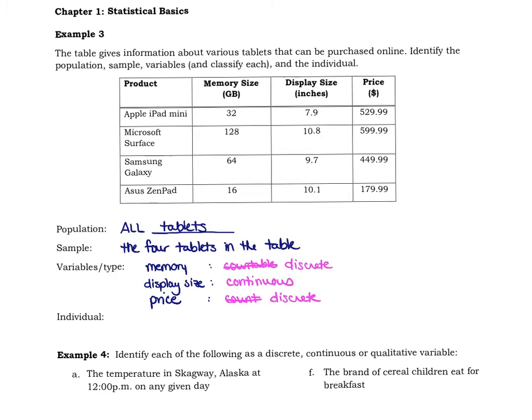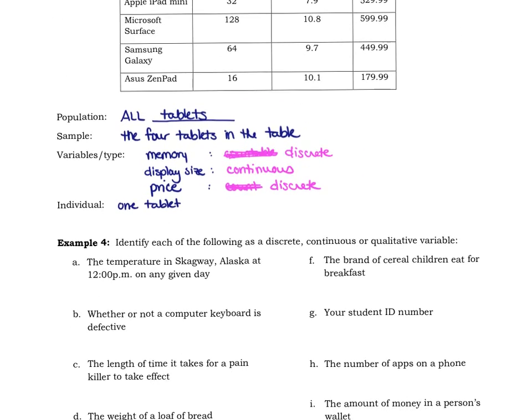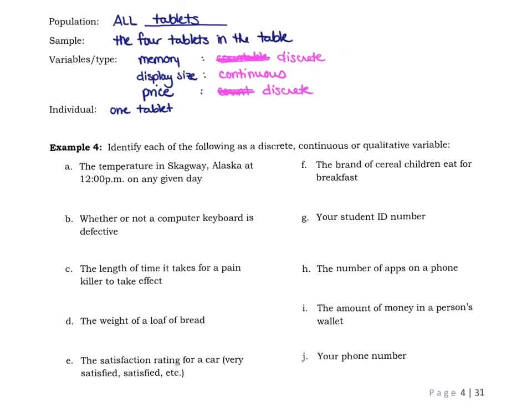Discrete. All right, and then last but not least, does it help to know that I make mistakes too? Sure it does, right? The individual, an individual would be any one of those tablets. So one tablet, that could be the iPad mini or the Galaxy or whatever. So just any one particular tablet from the group. And again, I apologize about writing countable instead of discrete.